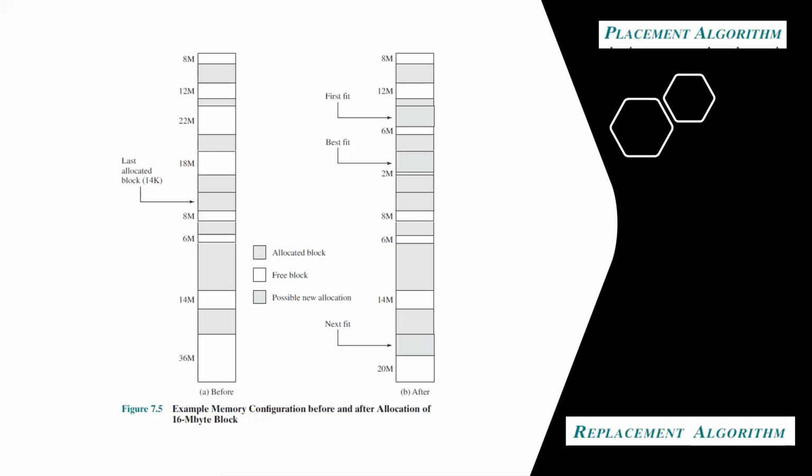it shows the difference between the best fit, first fit and next fit placement algorithms in satisfying a 16 megabyte allocation request. Best fit will search the entire list of available blocks and make use of the 18 megabyte block, leaving a 2 megabyte fragment. First fit results in a 6 megabyte fragment, and next fit results in a 20 megabyte fragment.